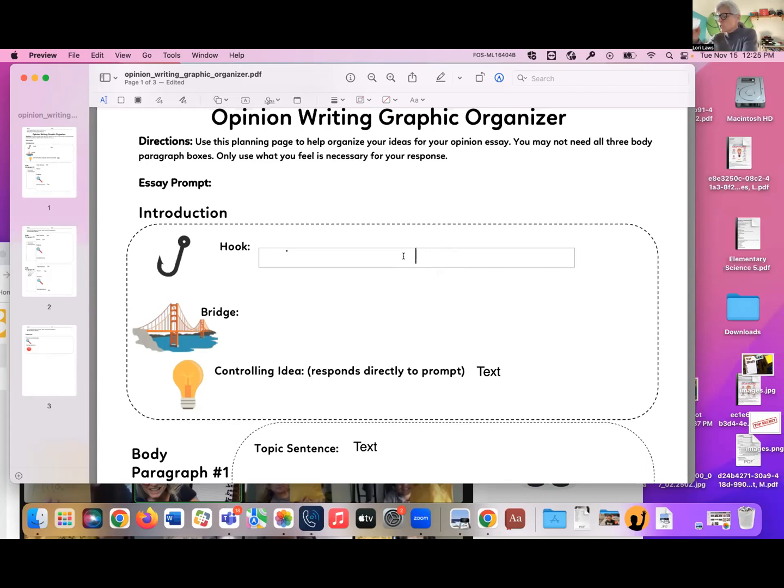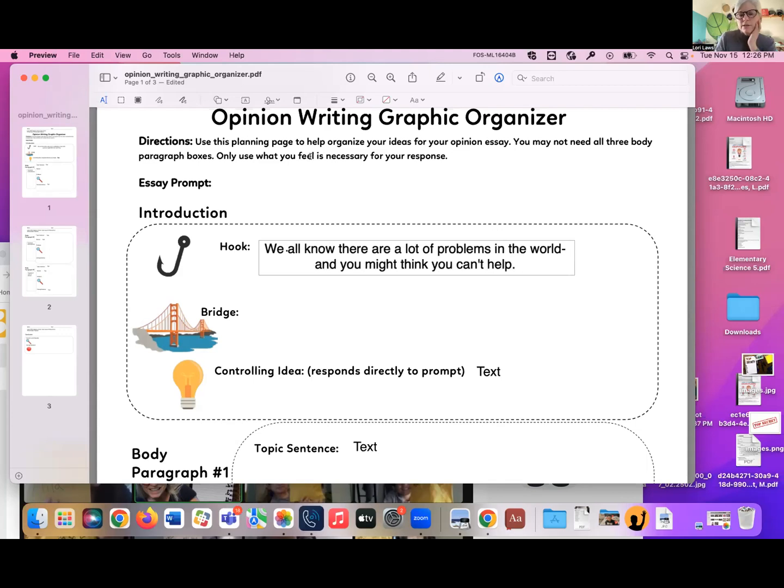What is your topic? And you guys should look at your topic right now. Make sure you're thinking of it while we're talking. Anna's topic is, it's important to help the world. So you might ask a question and say, do you think it is okay to just take care of yourself and not help others? Right? You might have a question like that. Or you might have a fact in here. You might say, we all know there are a lot of problems in the world, and you might think you can't help. Okay, that's just a fact, right? So you could start with a fact. You could start with a question.